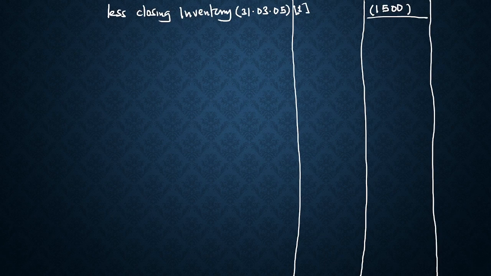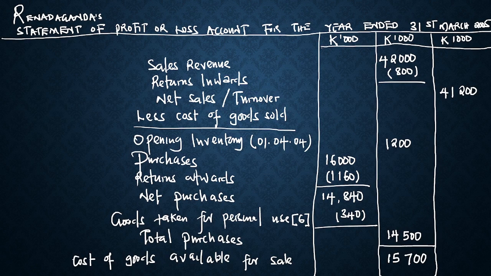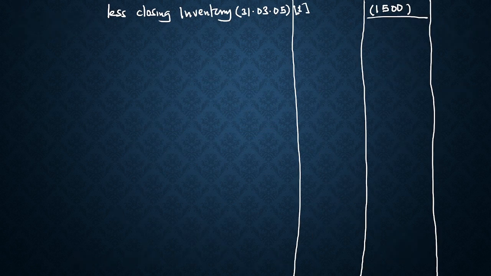It's clear. Okay. So here we can subtract. What is 15,700 minus 1,500?